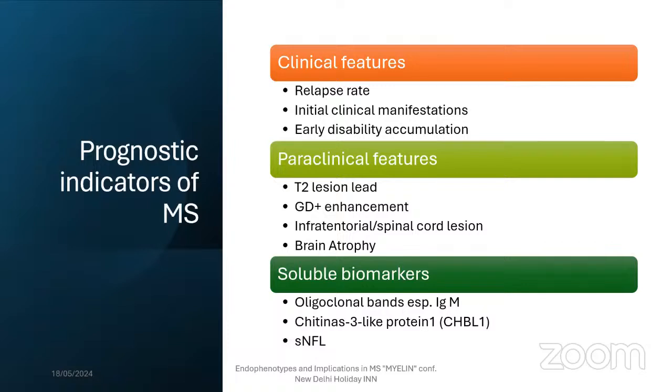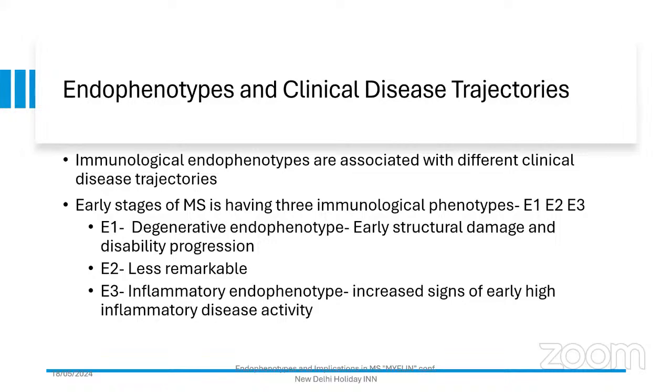So what did it help us do? The prognostic indicators of MS are clinical features, the relapse rate, initial clinical manifestations, early disability accumulation. The paraclinical features are T2 lesion load, GAD enhancement, infratentorial or spinal cord lesions, brain atrophy, soluble biomarkers, etc. These are the oligoclonal bands and chitinase 3-like proteins and the neurofilament light chains. So what are the endophenotypes and clinical disease trajectories? The immunological endophenotypes are associated with different clinical disease trajectories.